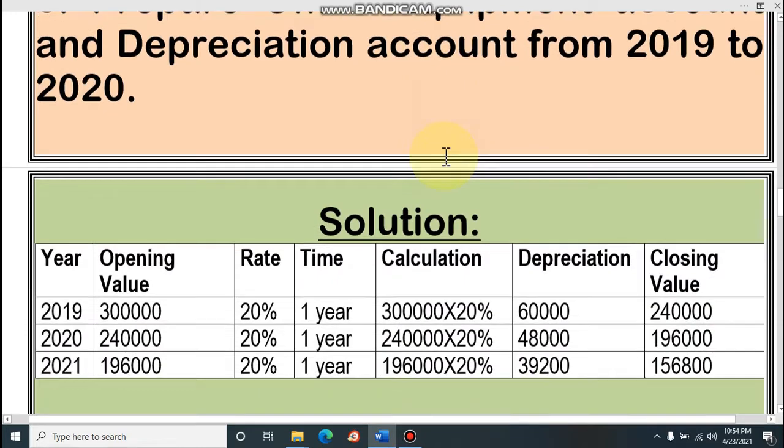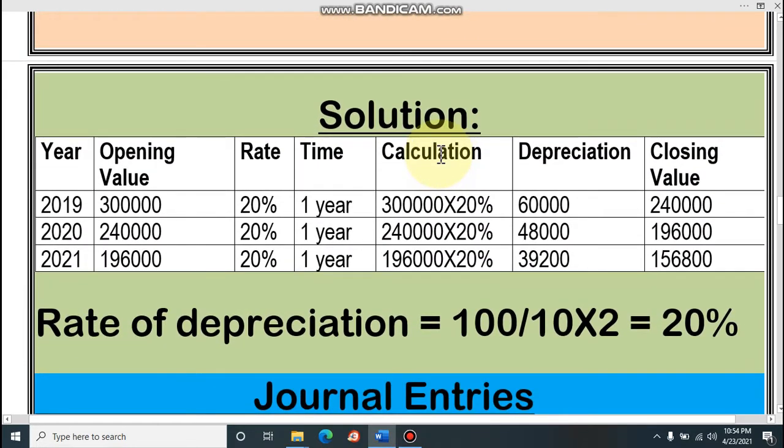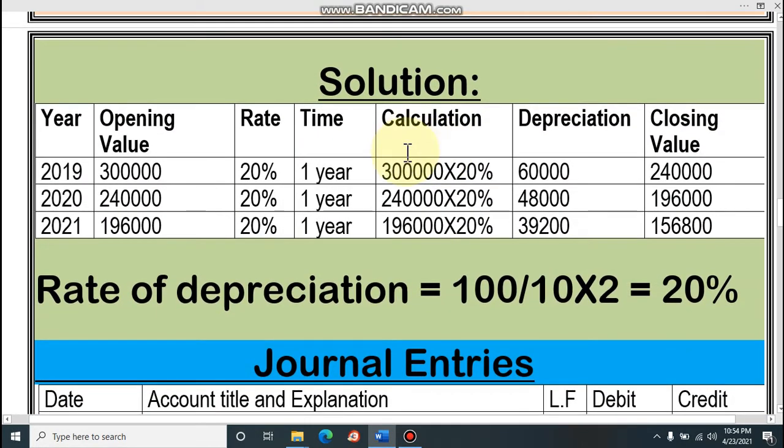Dear student, let's come to the solution. For doing this, at first you have to draw a box containing year, opening value, rate, time, calculation, amount of depreciation and closing value. We will follow this format for calculating depreciation under the reducing balance method. So at first we need the rate of depreciation. What is the rate of depreciation?